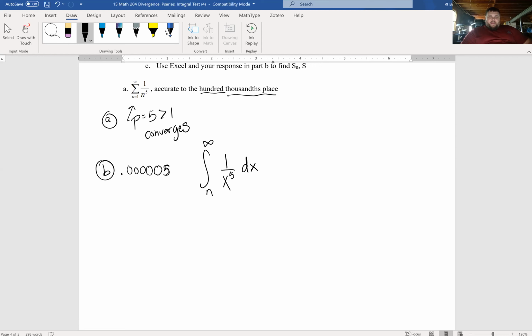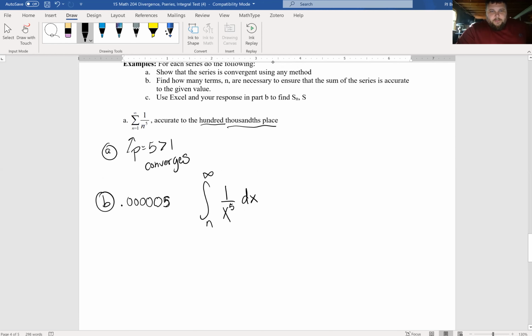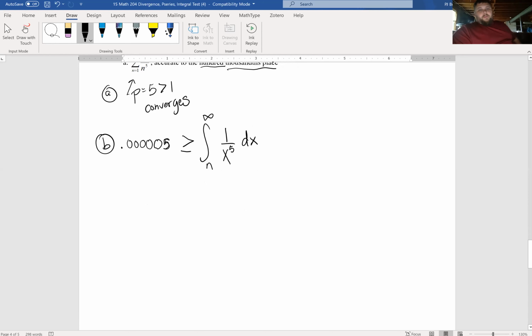So then we just need an inequality in here. And at this current second, I don't remember which direction I want it. I think I want it this way. We'll find out. Right, if we want to be within that accuracy, then we want our error to be less than that number.